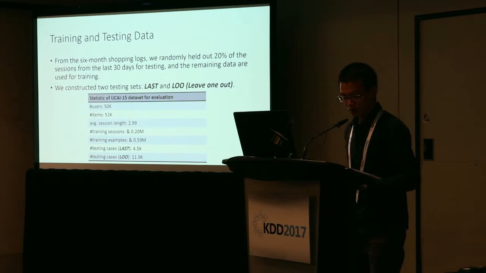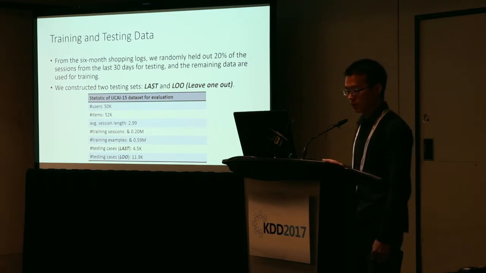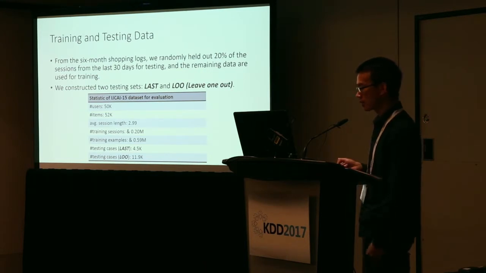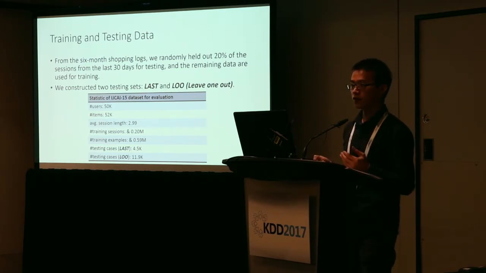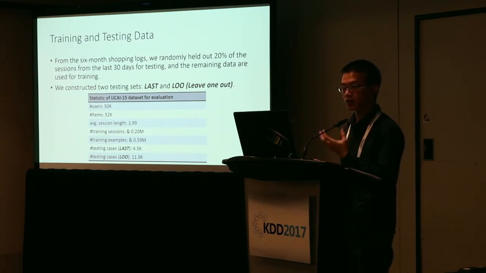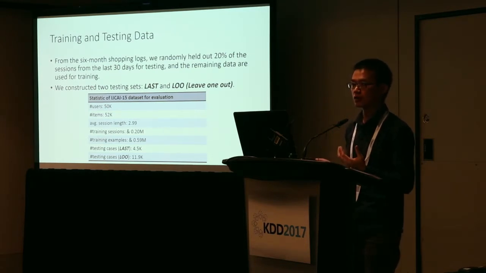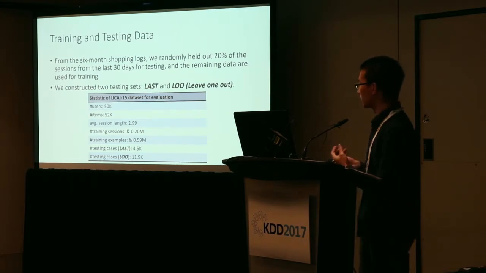The problem when we designed the experiments is how to create the testing sets. We designed two ways to create the testing sets. One way, the last strategy, is that for each user session, we use the last item as the ground truth, which means all the previous items are used as the context. This is the one strategy we use.